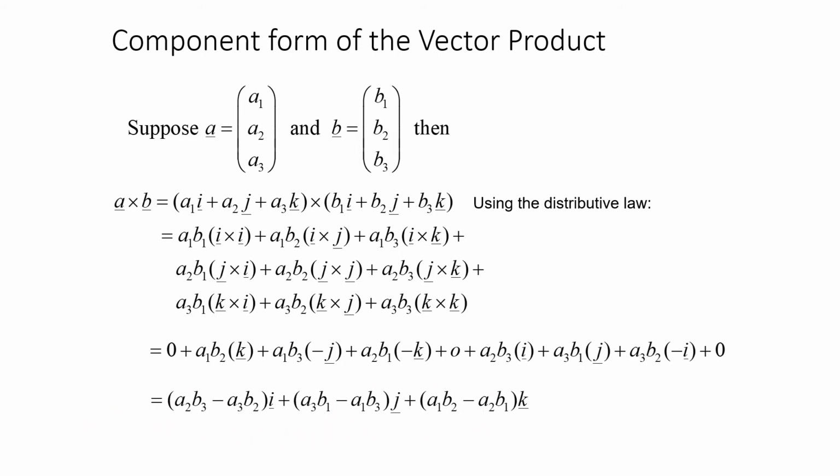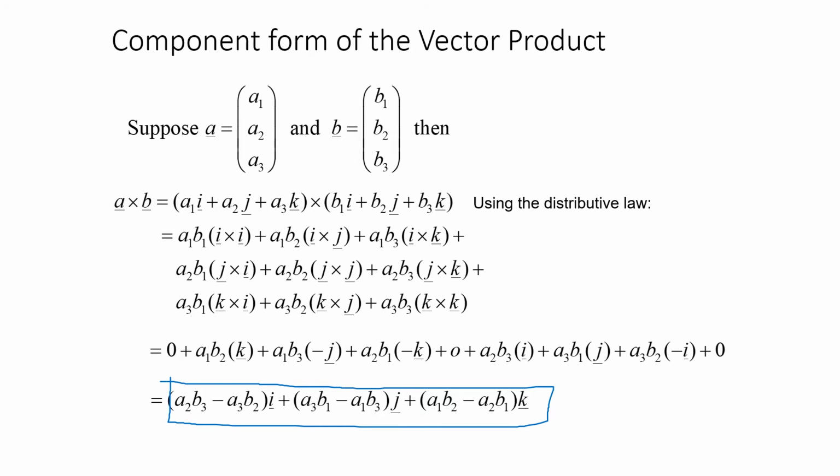So if you would like to remember how you actually determine the component form of a vector product, it's simply by using this formula, provided your a1, a2, a3 and b1, b2, b3 are written in such a way. So this is the final formula. We are using the distributive law to prove that that is the final formula.